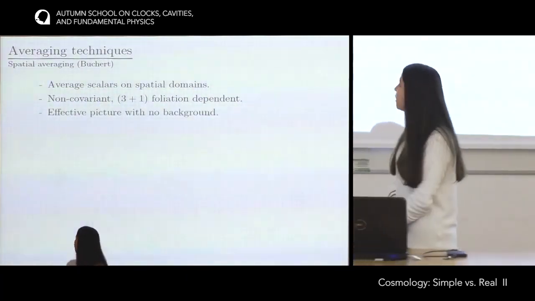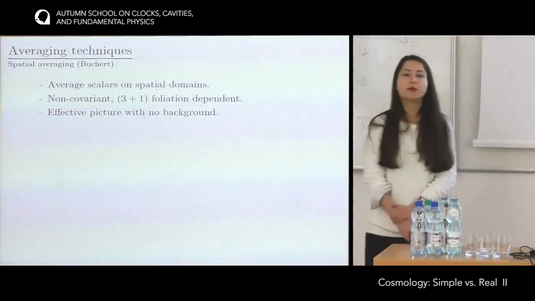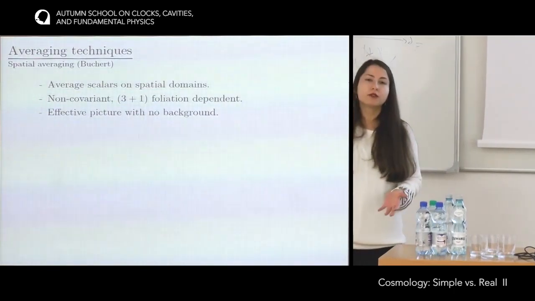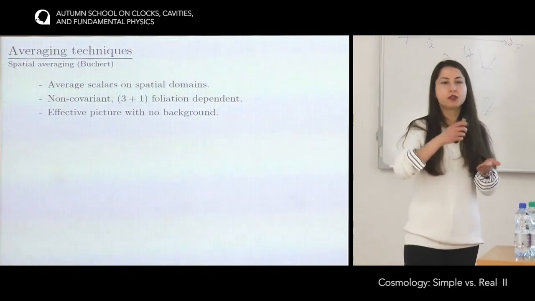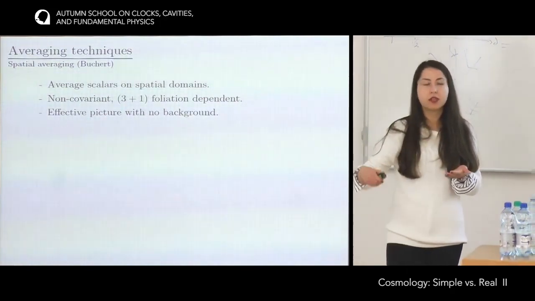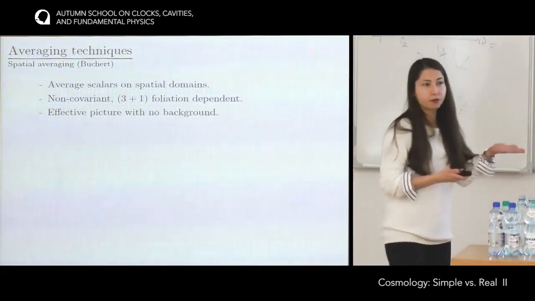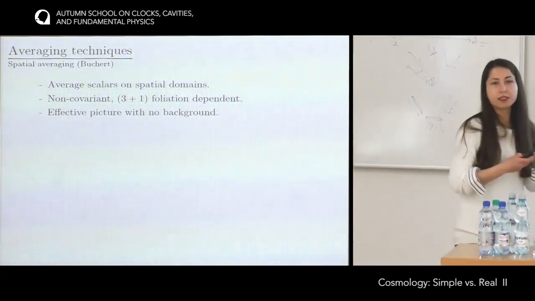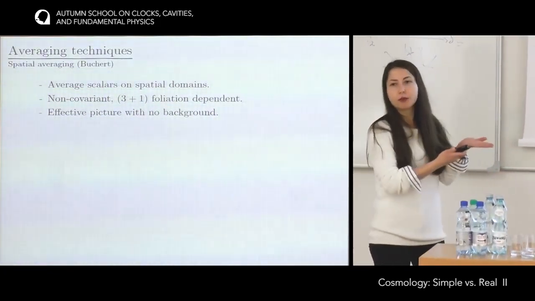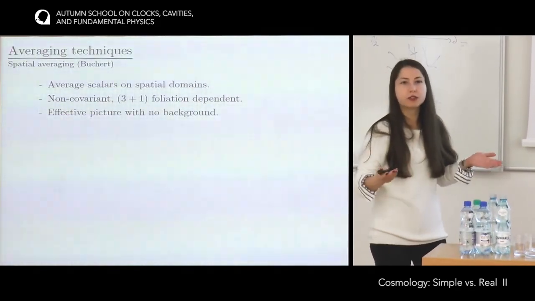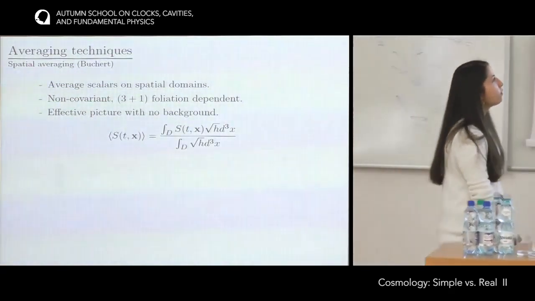And this is an effective picture with no background. Because remember, in the perturbation theory of the standard model, you have a fixed background, a fixed geometry that you define your perturbations on. But here, there's no background that you specify. That means this back reaction term could react back to redefine your background. In every scale, you define your averaging. So this is how you define the average.